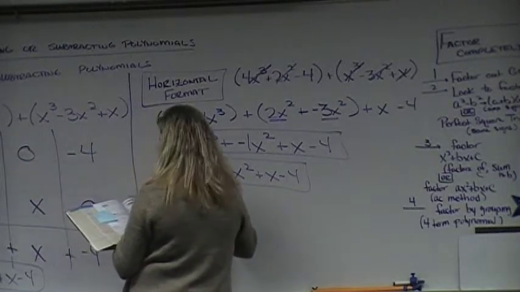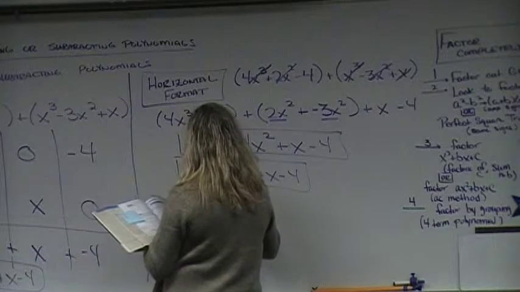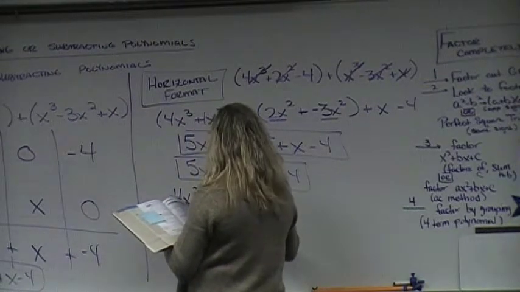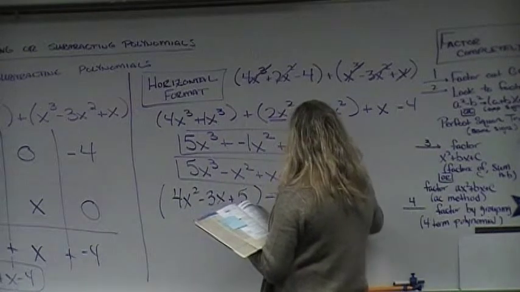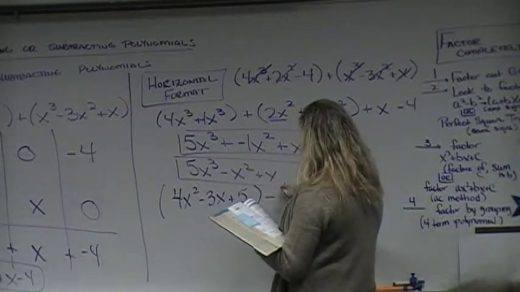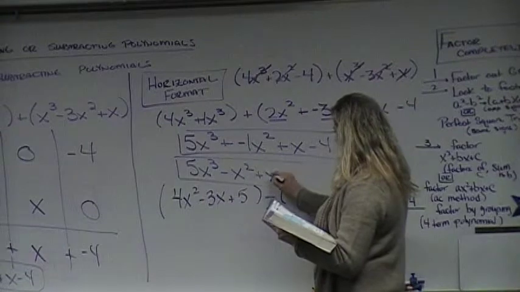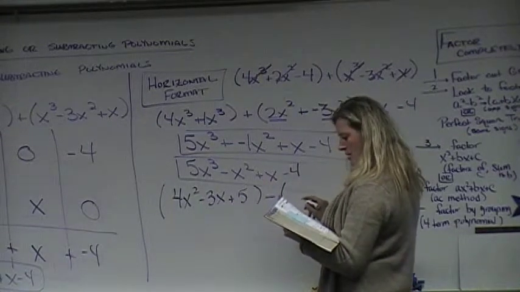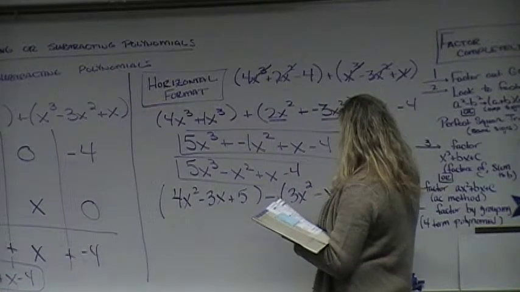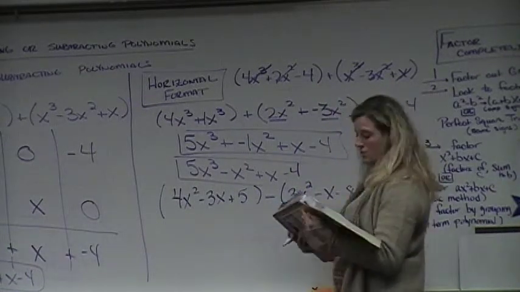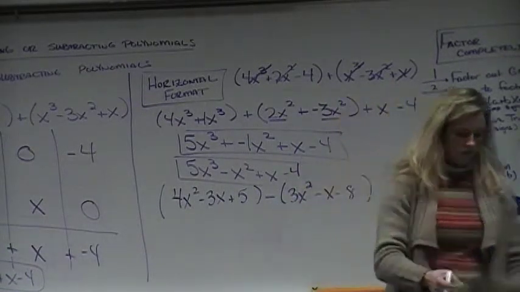4x squared minus 3x plus 5, minus 3x squared minus x minus 8. I'm going to write it up on the board again when I erase the board. So don't start figuring out your format yet.